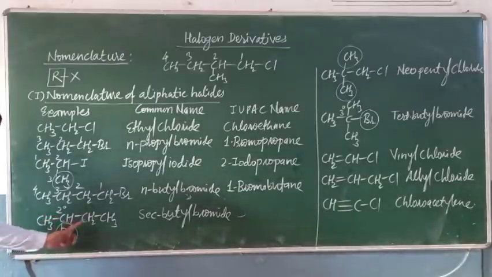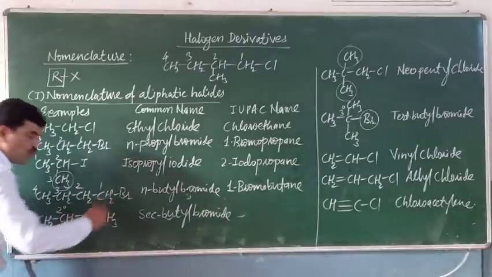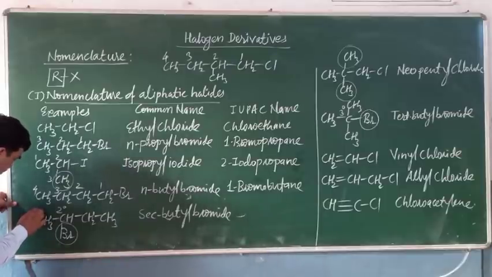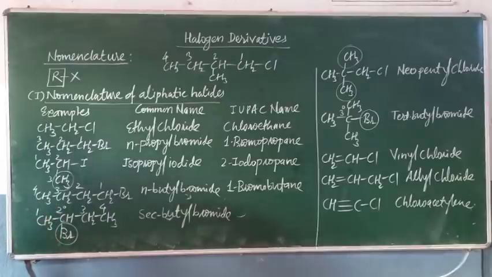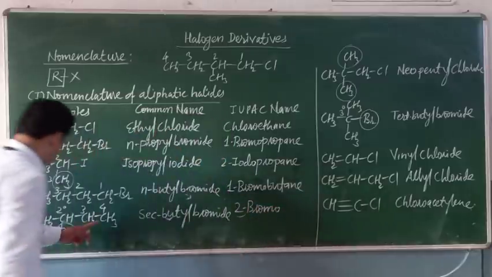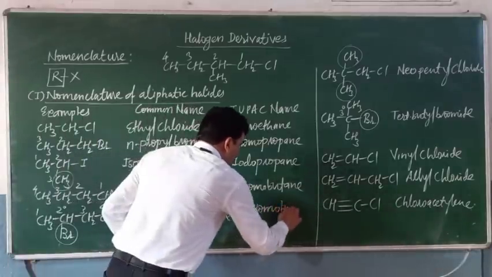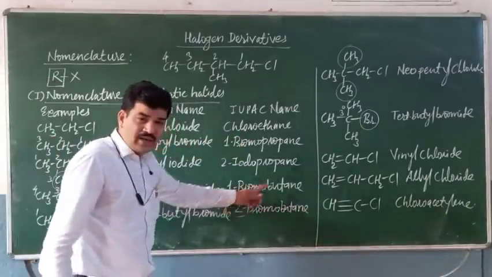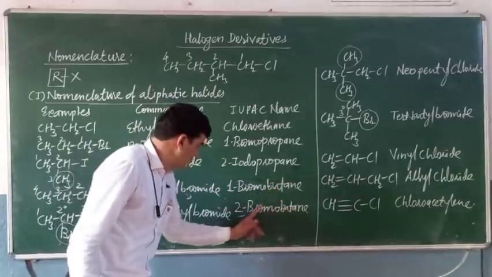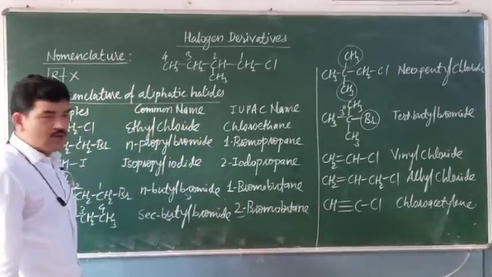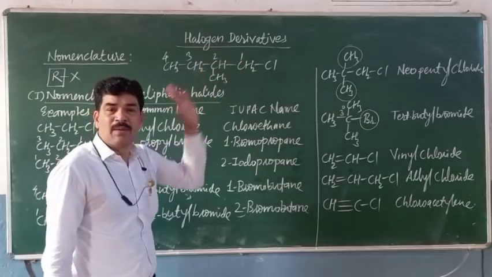Next, CH3CH2CH2CH3 with a halogen. Here the longest chain contains 4 carbon atoms, therefore the parent alkane will be butane, numbered 1, 2, 3 and 4. The halogen is present at the second position, therefore the IUPAC name will become 2-bromobutane. Remember one important thing: the IUPAC name should be written as a single word. Do not keep a space between the name of the halogen and the name of the parent alkane, or between the name of the branch and the name of the parent alkane.